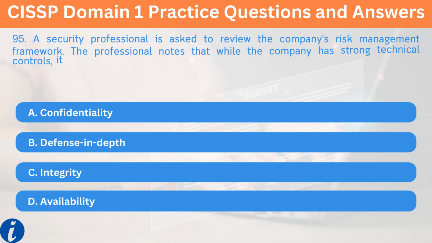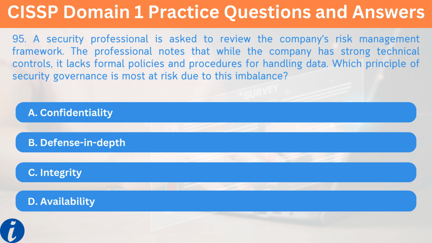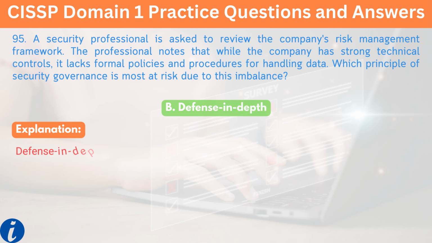95. A security professional is asked to review the company's risk management framework. The professional notes that while the company has strong technical controls, it lacks formal policies and procedures for handling data. Which principle of security governance is most at risk due to this imbalance? A. Confidentiality. B. Defense in depth. C. Integrity. D. Availability. The correct answer is B.